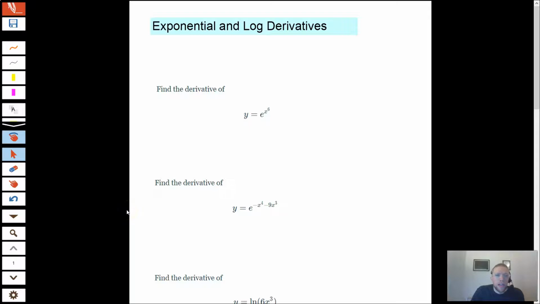Hey folks, this video is on exponential and log derivatives. In this video, you will learn why e is such a special number, and then how to take the derivative of functions involving e and of its inverse, the natural log function.